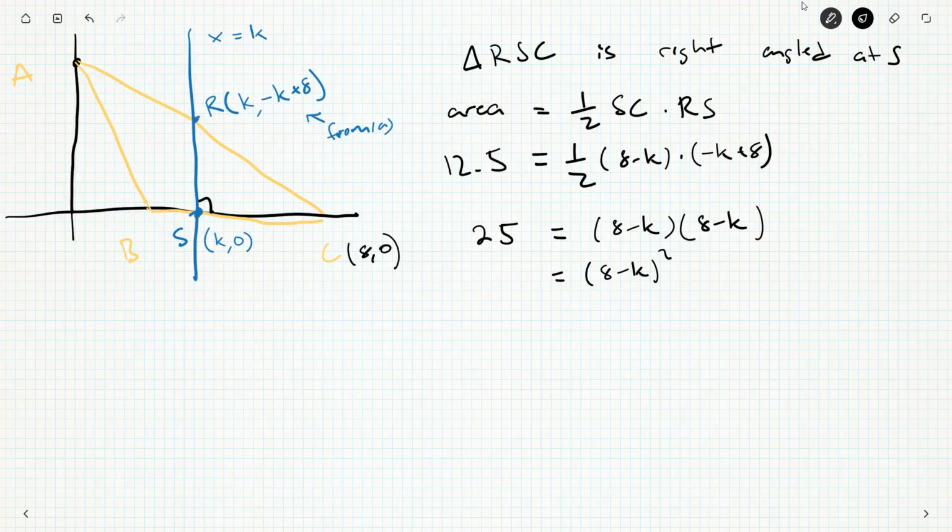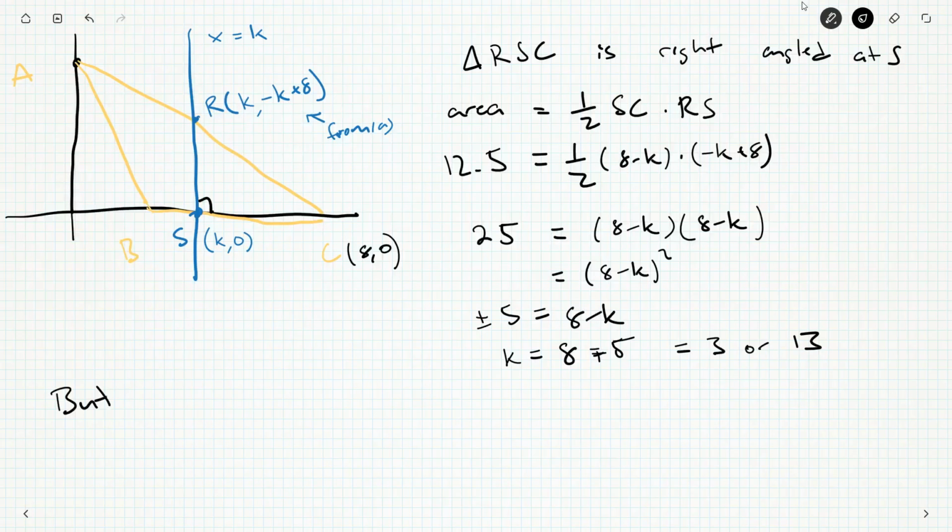So then we have to do a square root here. So plus or minus 5 is equal to 8 minus K. Now, one of these can be thrown out. Well, first I'll rearrange and solve for K. So K is equal to 8 minus or plus 5, so that's going to be either 3 or 13. But only one of these will do, but K is between 2 and 8, because we know we intersect, it says it cuts the line BC. Therefore, K is equal to 3.